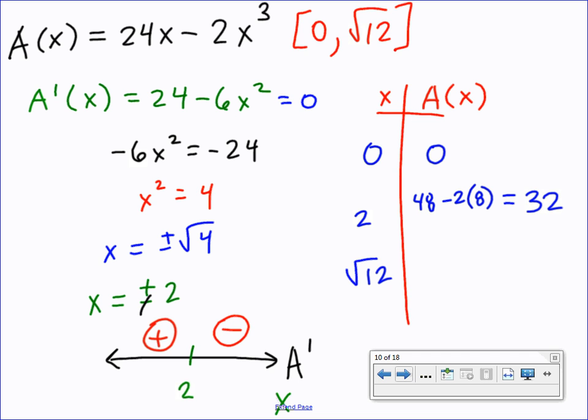Let's do A of root 12. So A of root 12 would give me 24 root 12 minus 2 times root 12 cubed, which would be root 12 times root 12 times root 12. Root 12 times root 12 is 12, times one more root 12 left over. So I'm getting 24 root 12 minus 24 root 12, which gives me 0. Well, that makes sense too. If I had my x coordinate all the way on the x-axis, then I'd be enclosing 0 square units as well. So what have we learned?